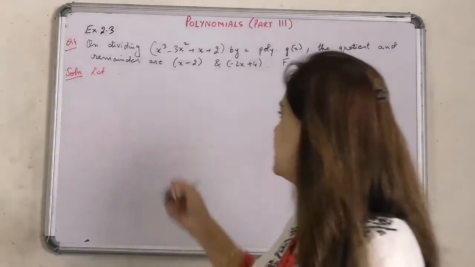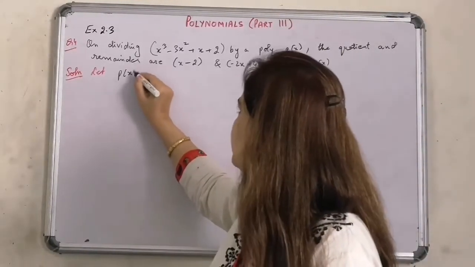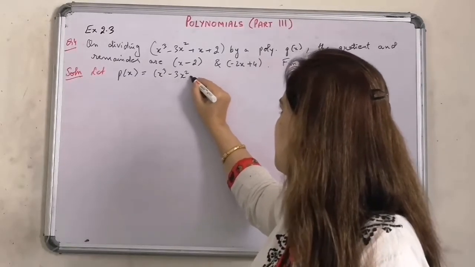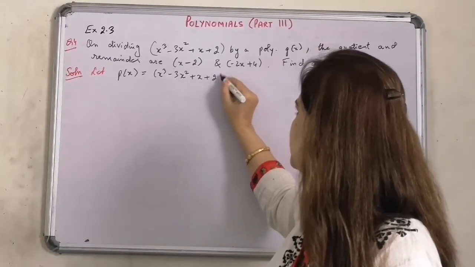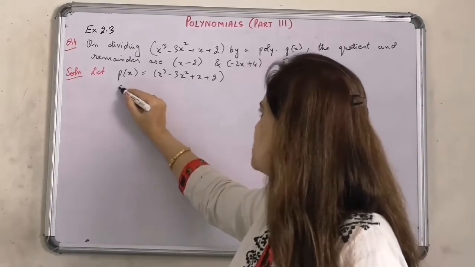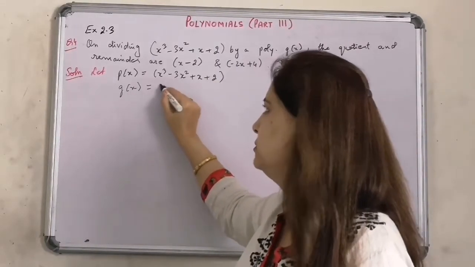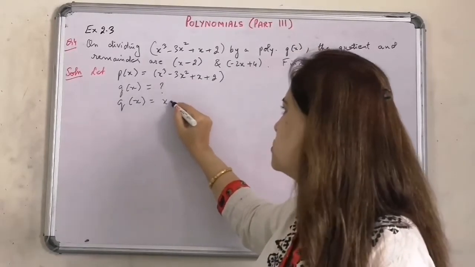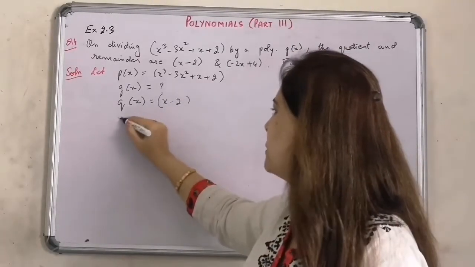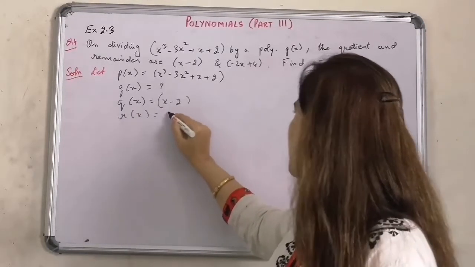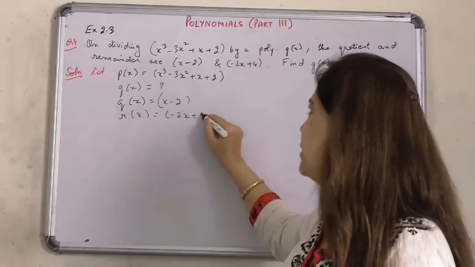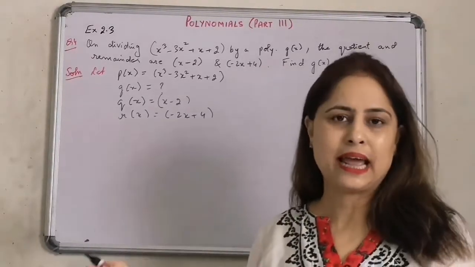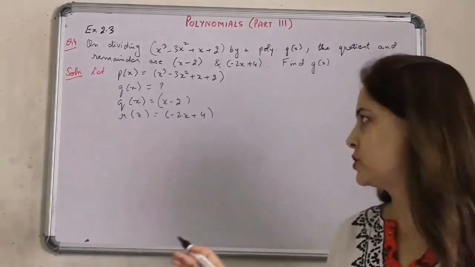So it means in this case, let px be the dividend, that is x cube minus 3 into x cube plus x plus 2. Gx we have to find out which is the divisor. Quotient is x minus 2 and the remainder is minus 2x plus 4. Mind you, the brackets are very important in this. अगर हम brackets डालना भूल जाएंगे तो very likely कि कोई ना कोई calculation mistake हो सकती है.